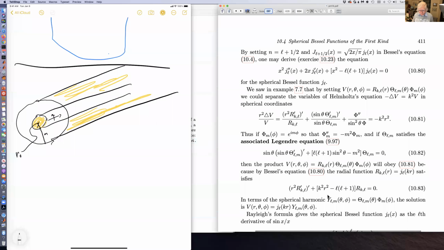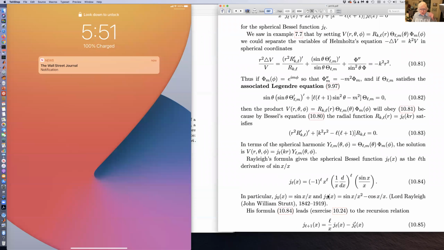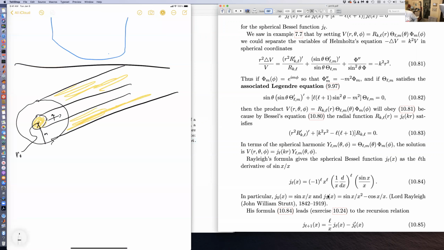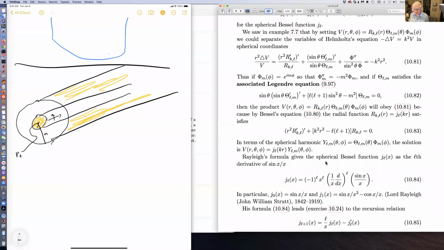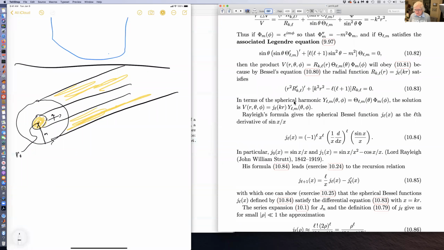So the solution then is J L of k r times Y L m of theta phi, Y L m being the product of capital theta and capital phi. So once again, I haven't explained why these things are simpler.